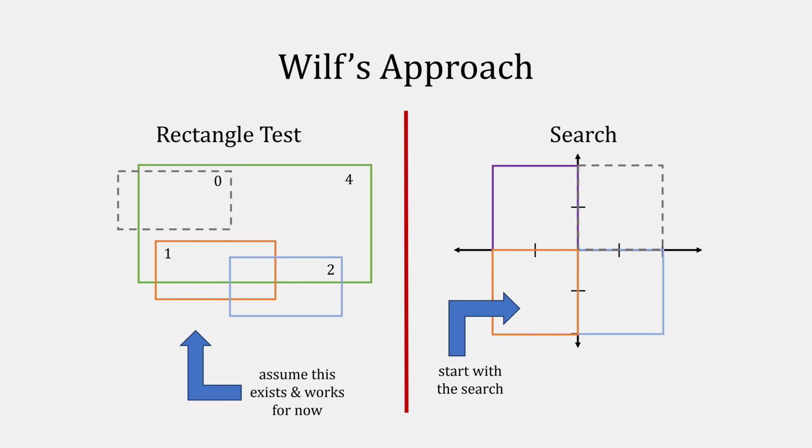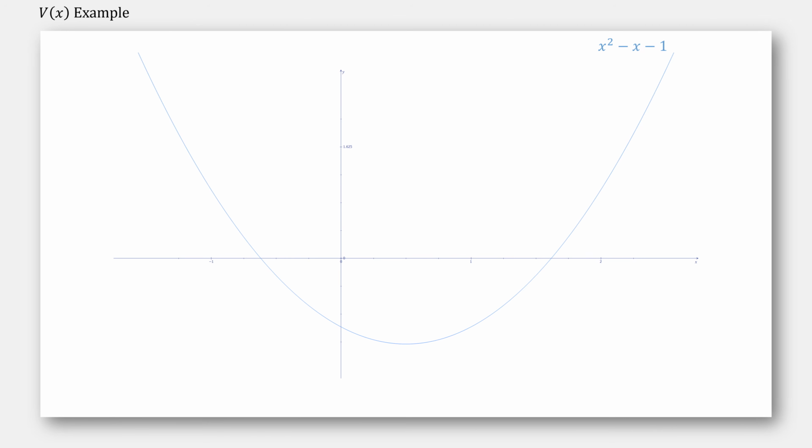We've discussed the search, now let's tackle the rectangle test. But first, a simplified example and a special function called v. This is the polynomial of x squared minus x minus 1. We're going to test 4 points and evaluate them with v, giving us results of 2, 1, 1, and 0.